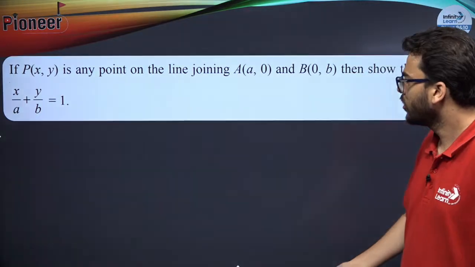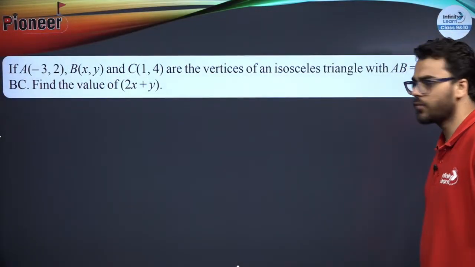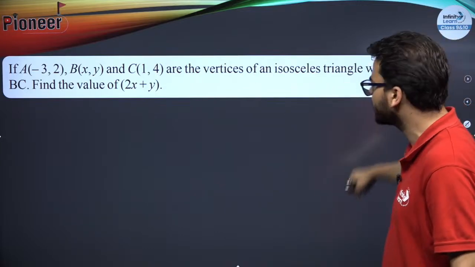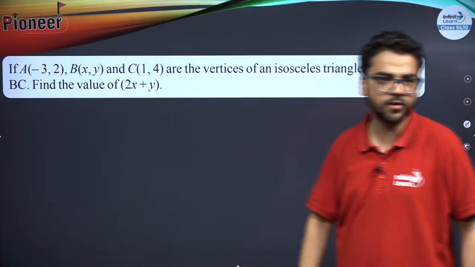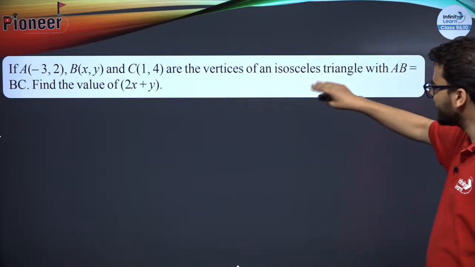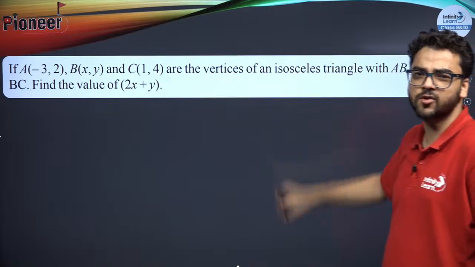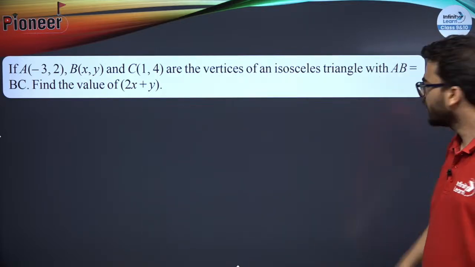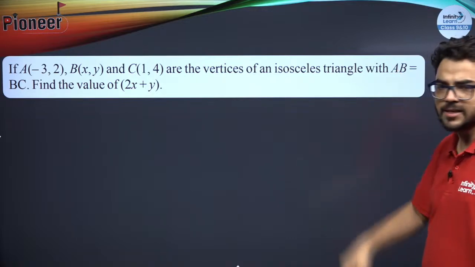Okay, fine. Okay, so let us do this question. It is given over here, if these points are the vertices of an isosceles triangle with AB is equal to BC. Okay, Aryan. These are the coordinates of the vertices of an isosceles triangle. So we have to find the value of 2x plus y. So it is given over here that AB is equal to BC.